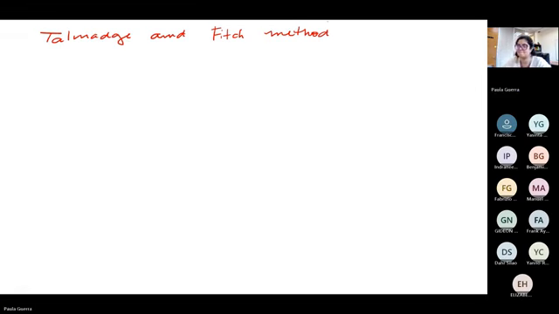Okay, so we're going to start off by talking a little bit about the Talmadge and Fitch method. Let me take out a pen. So we're going to start off with the Talmadge and Fitch method. You guys see that I'm writing on the slide? Yes. Okay, good.